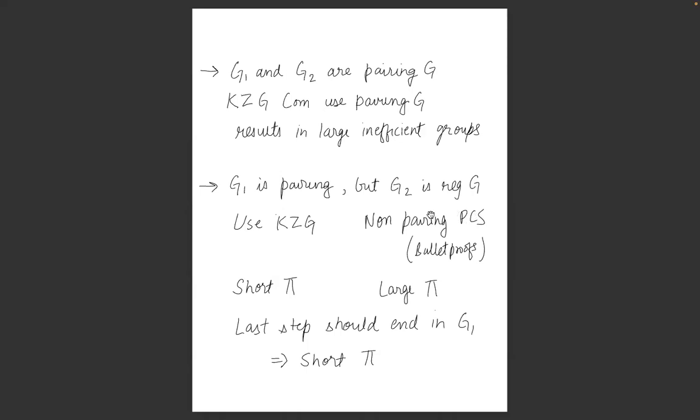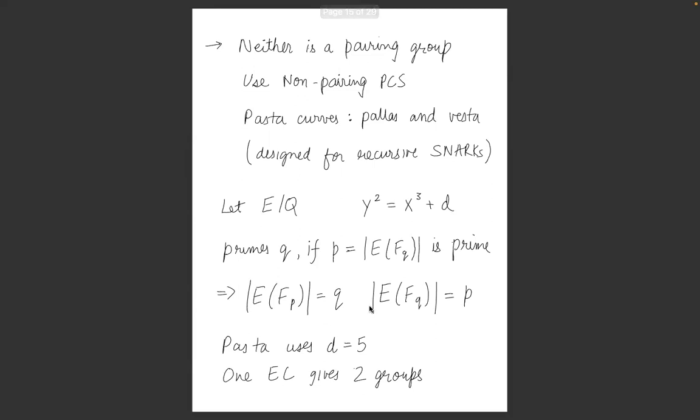A fact to note here is that non-pairing commitment schemes will always give a large proof. So the final proof in the recursive SNARK system should use a commitment scheme over a G1 pairing group, so that it outputs a short proof. But even when we use G1 as pairing and G2 as some regular group, this still results in a large proof inside the ZK-SNARK. But let's see if we can remove that feature.